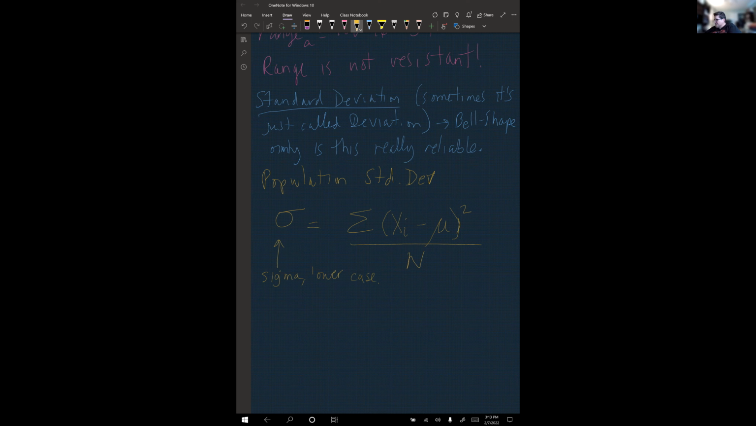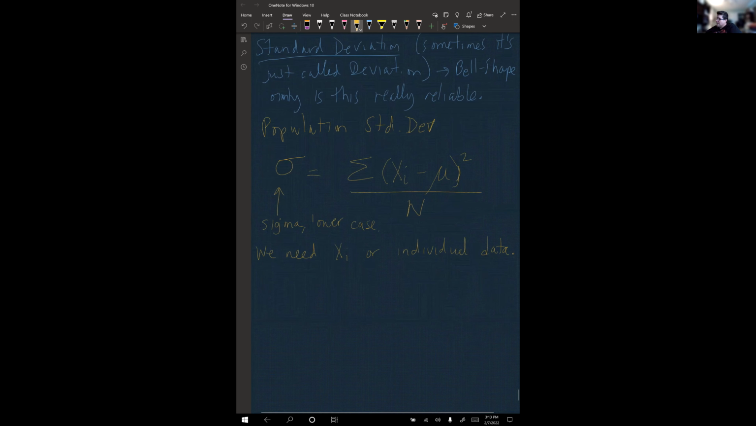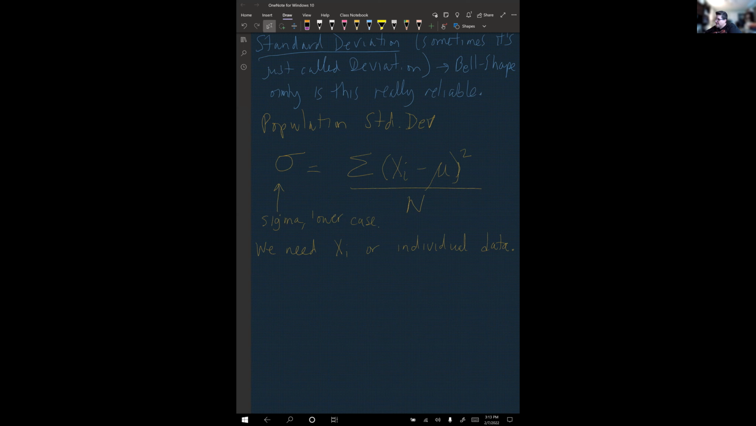It looks like we need to know some things to do all this. We need all the data. Xi is all the individual data points. And from that, we can get the rest. N is the population size, but we could just add up all the data we have to get N. And then once we have N, we could find the mean, mu. So that's population standard deviation.